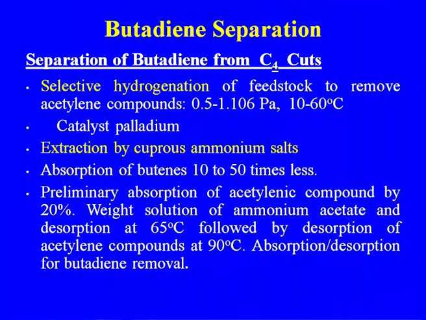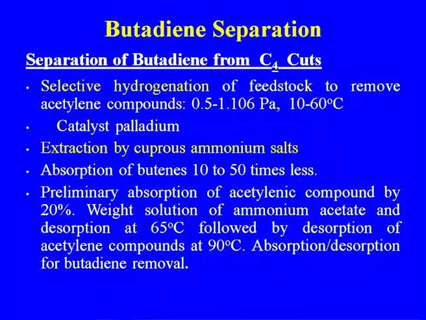So, we have two methods: extraction by cuprous ammonium salts, or extractive distillation using dimethyl formamide, and other solvents are also available. The absorption of the butenes is 10 to 15 times less than the butadiene, because the butenes have a boiling point close to the butadiene. So, primarily absorption of the acetylene compounds by a 20% weight solution of ammonium acetate and desorption at 65 degrees centigrade, followed by the desorption of the acetylene compound. So the separation takes place, and absorption and desorption for butadiene. Remember these are some of the steps involved in the extraction process.